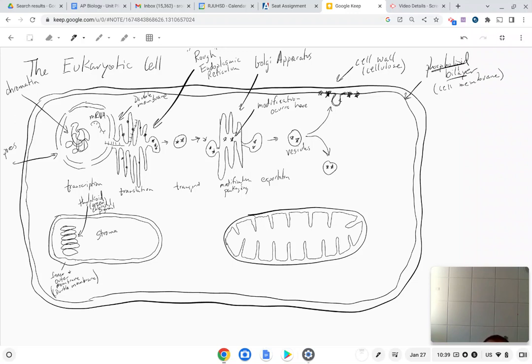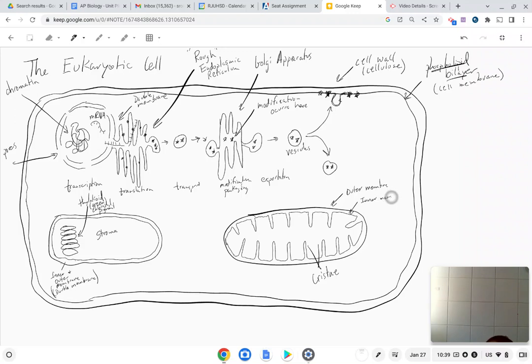The little folds themselves are called cristae. And then, let's go ahead and label this outer membrane. Let's label this inner membrane.